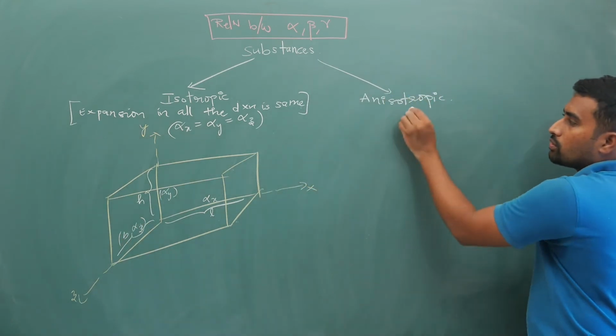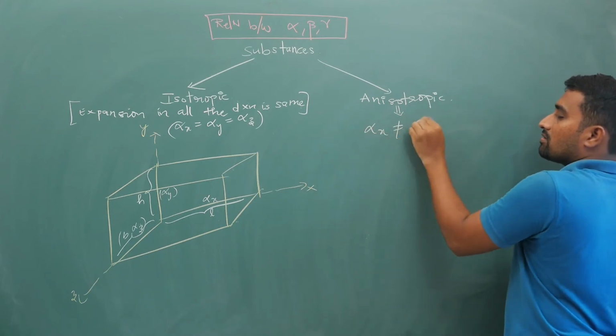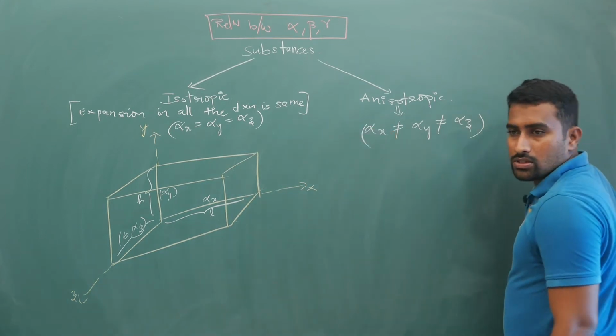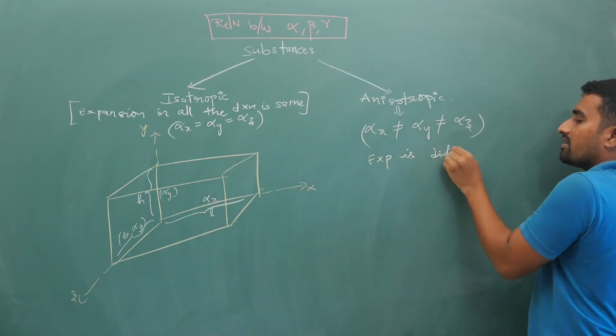Now coming to an anisotropic solid, alpha x is not equal to alpha y is not equal to alpha z. So here expansion is different in different directions.